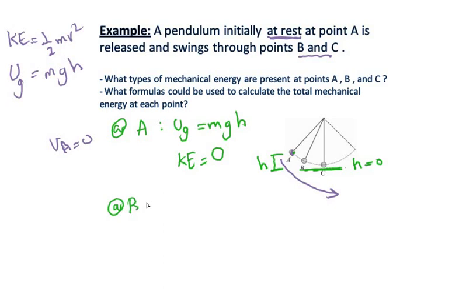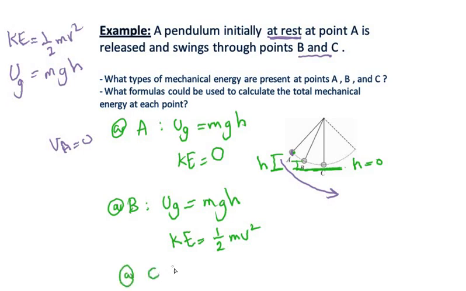At point B, Ug is equal to, again, mgh, because it's above the equilibrium point. So this is mgh again, but the height is less than the height at point A. So we have less potential energy at point B. And Ke is not 0 at point B because the ball is moving, so it has velocity. Therefore, it has kinetic energy. It's half mv squared, whatever the velocity at point B is.